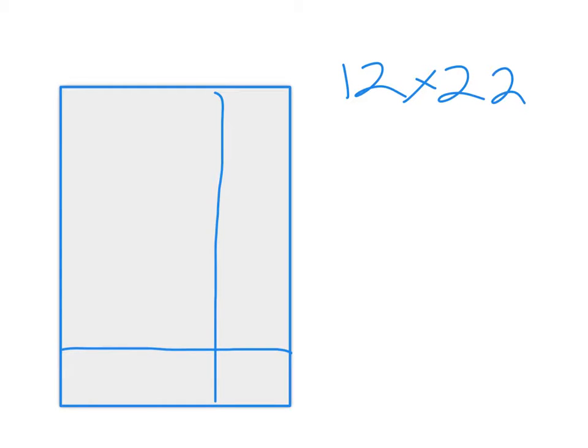So instead of 12 on the top, we've got a 10 and a 2. Instead of a 22 on the side, we've got a 20 and a 2. And so we're going to be doing some multiplication here, and it's going to look similar to the boxes that we made with the pieces.